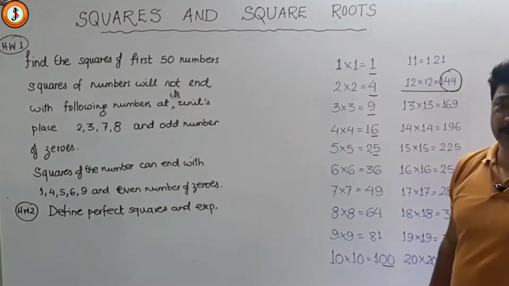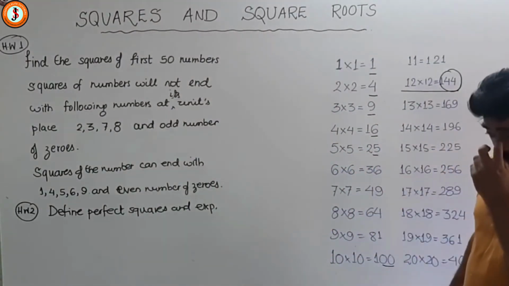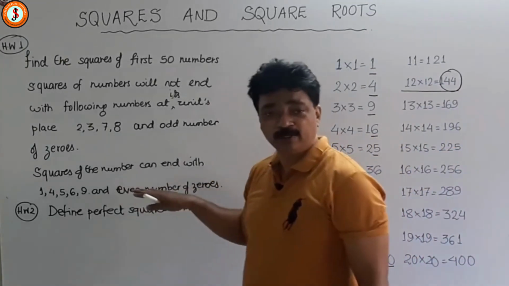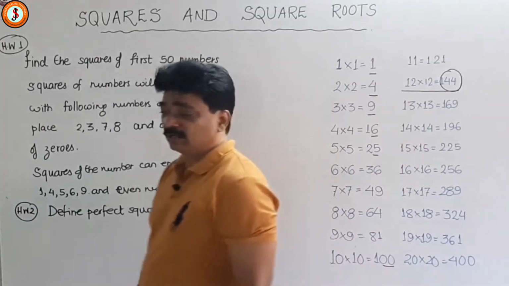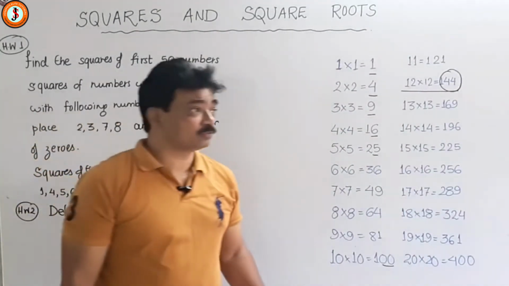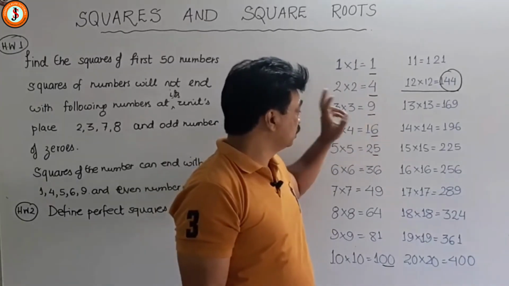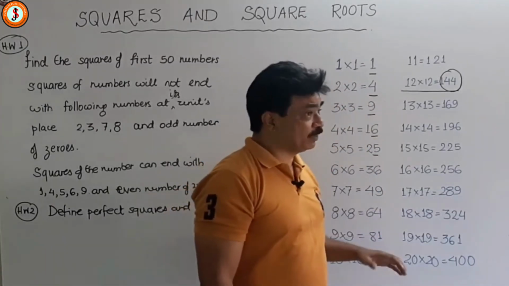So did you all understand this? The same thing can be said in other words: perfect squares will end with 1, 4, 5, 6, 9 or a pair of zeros.